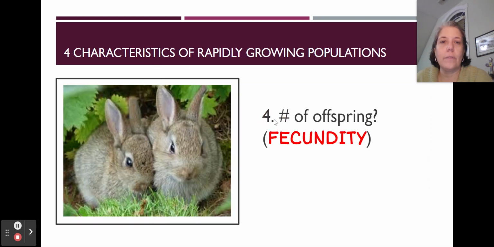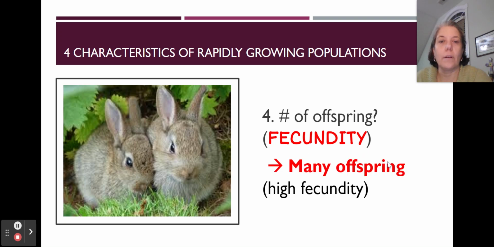Now, how about this word called fecundity? This means number of offspring. How many offspring are these rabbits going to have during their life? If they have high fecundity, they're going to have many offspring. That leads to a rapidly growing population. So those are the 4 characteristics there of populations that grow very rapidly.